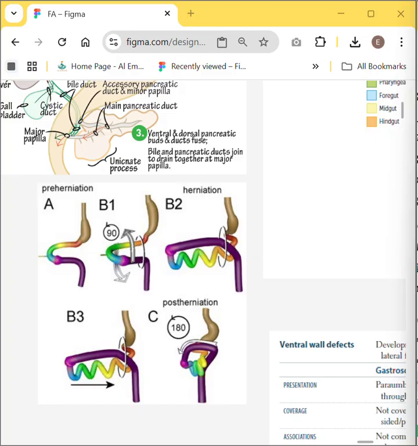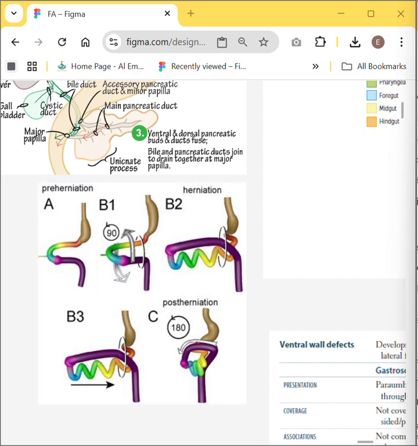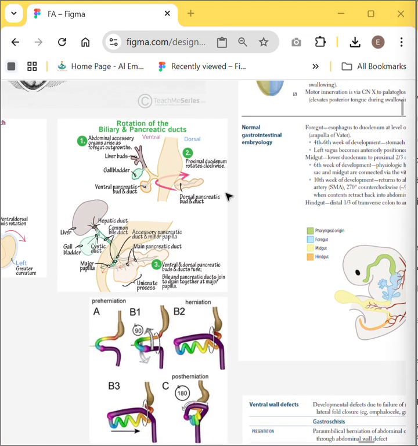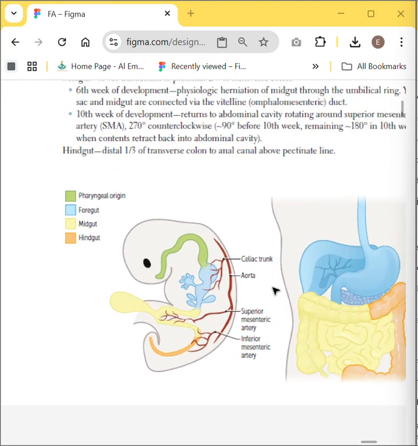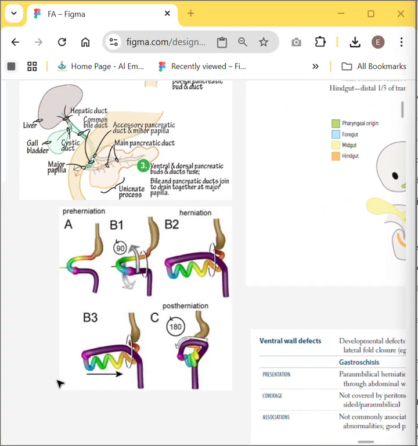Now, by the way, all this midgut area is supplied by which artery? Superior mesenteric artery. Now the midgut grows faster than the abdominal cavity and herniates into the umbilical cord. It's connected to the yolk sac by the vitelline, or omphalomesenteric duct, right? I will try to show it to you. Yeah, here you can see it's connected to the yolk sac through the vitelline duct, also called the omphalomesenteric duct. This is normal, this is not a defect.